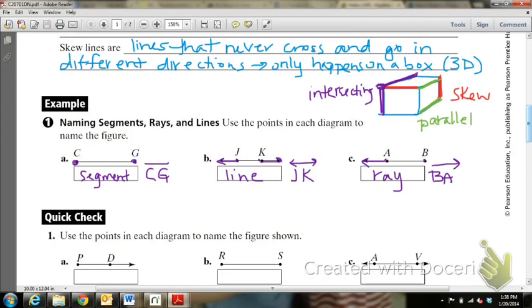Okay, so now you're going to try the quick checks. Model it after these examples here and see which one is which. And don't forget to include these things on top of your letters. Okay, so you want to make sure you put those on your letters and give a name for each one. So pause the video and try those quick checks before moving on.